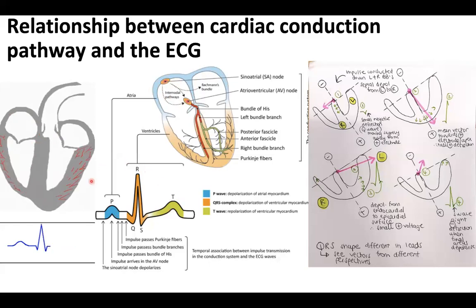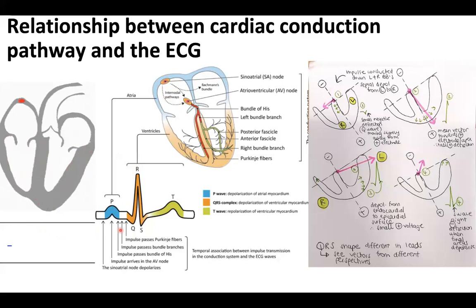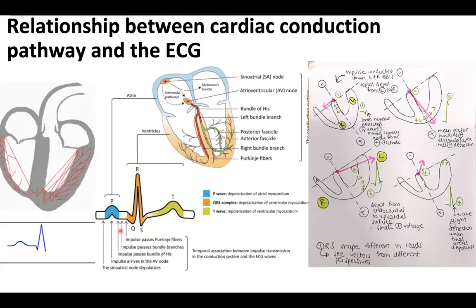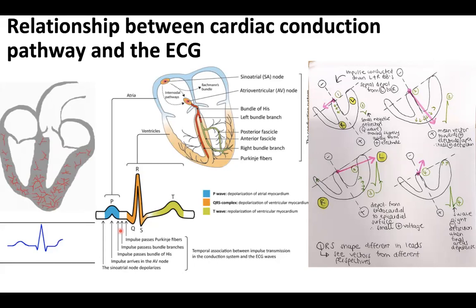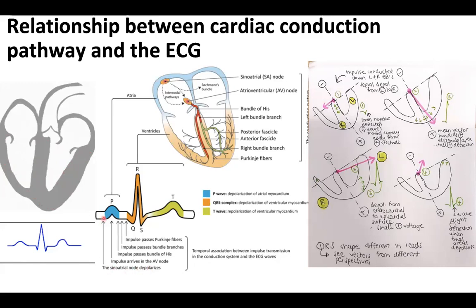And just to emphasize that this entire little tracing here is basically your standard lead 2. Most general ECG tracings, and also the tracings you'll find at the bottom of most ECGs, will be a standard lead 2 tracing. And then, SA node depolarizes here. The impulse arrives at the AV node around about here at the peak of the P wave.